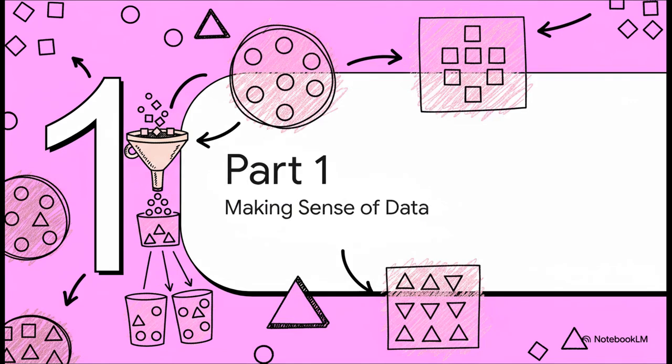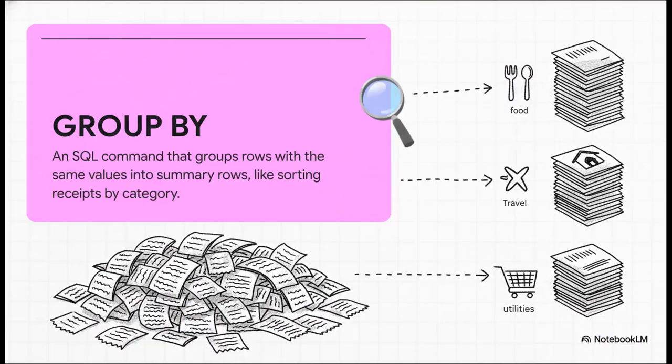Okay, first things first. We keep saying grouping data, but what does that actually mean? Let's break this down before we get into the nitty-gritty. So imagine you've got this giant, messy shoebox full of receipts from the past year. GROUP BY is basically you sitting down and sorting them into neat little stacks. You make a pile for food, a pile for travel, another for utilities, and so on. In SQL terms, it finds all the rows that have the same value, like the category food, and it squishes them all down into one single summary row for that group.